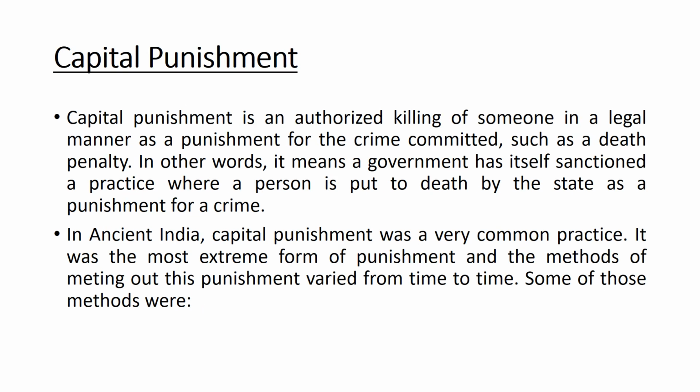Number 1, that is capital punishment. Capital punishment is an authorized killing of someone in a legal manner as a punishment for the crime committed, such as a death penalty. In other words, it means a government has itself sanctioned a practice where a person is put to death by the state as a punishment for a crime.